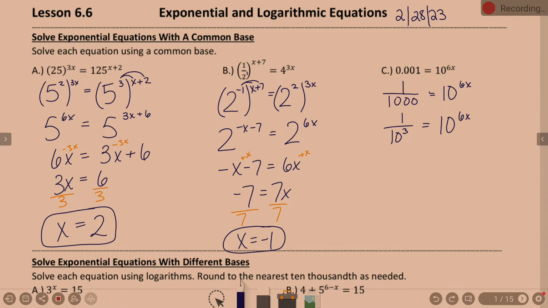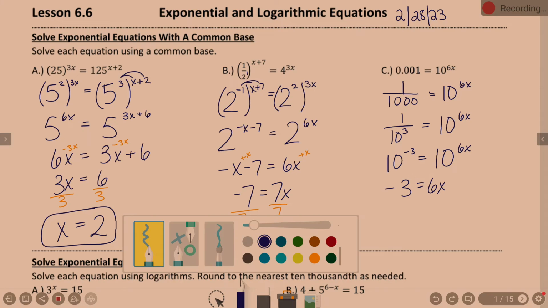Now, almost there to have our bases the same. What do you do with 1 over 10 to the third? Yeah, that can be rewritten as 10 to the negative third. And now we're back at the same place as we were with the other ones, aren't we? If the bases are the same, you can drop the bases, set the powers equal to each other. So negative 3 equals 6x.